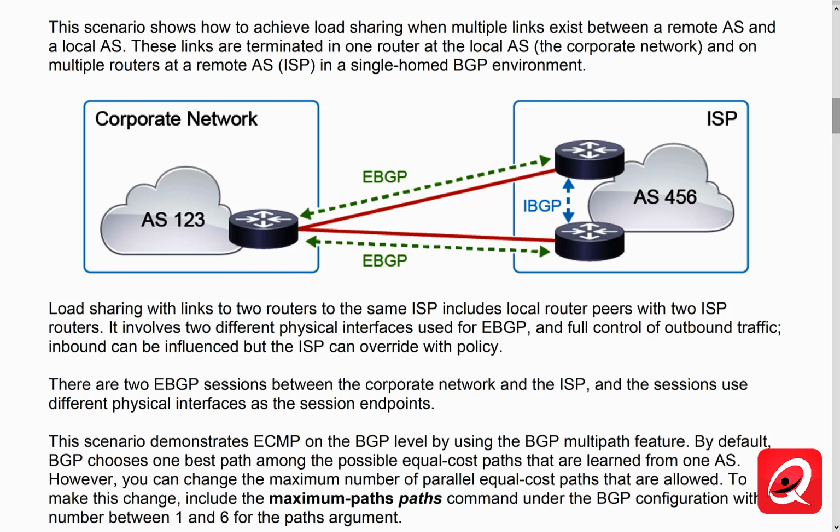This particular scenario that we're looking at here demonstrates ECMP, equal cost multipath routing at the BGP level using the BGP multipath feature. As I mentioned before, by default, BGP ultimately will only come down to one path. We're going to choose one path among all of the different paths that are learned from the AS. And that's the standard behavior of BGP.